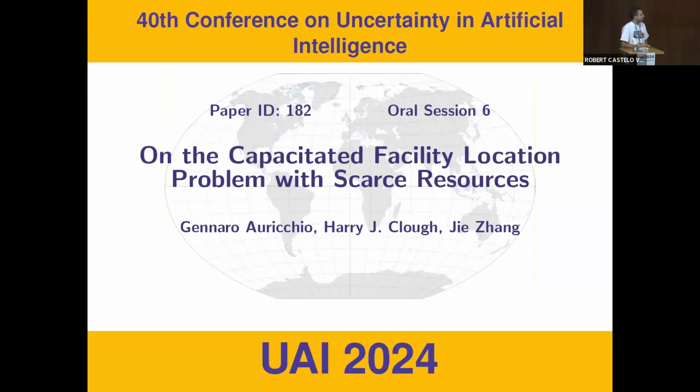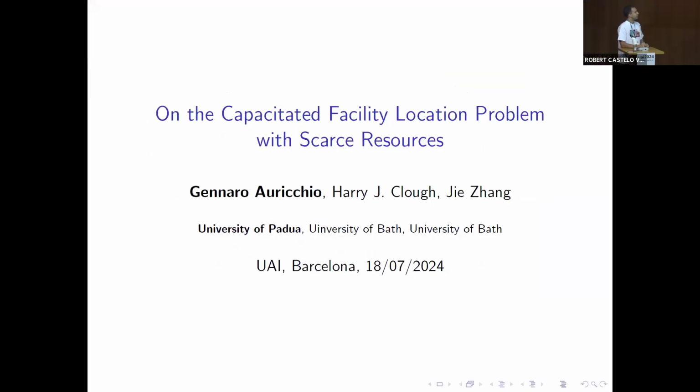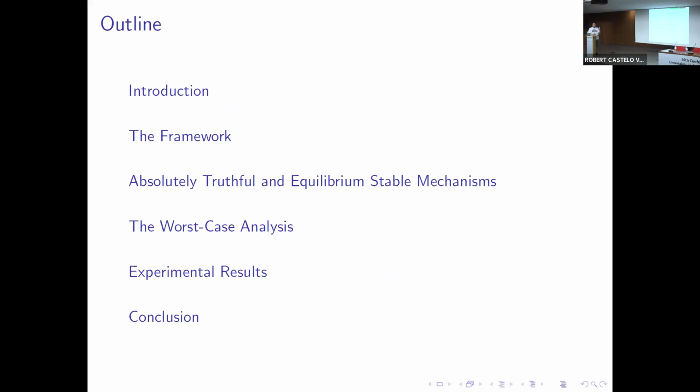My presentation is entitled "On the capacitated facility location problem with scarce resources." So let's go into that. This is joint work with Auricchio, Clough, and Zhang. I am from the University of Padua, the other two are from the University of Bath, and we worked together at the University of Bath, then I changed my university. So here we are, and this is more or less the outline of what we're going to talk about.